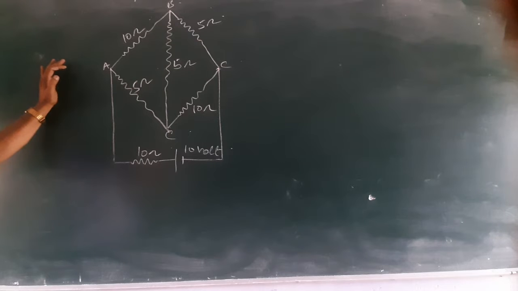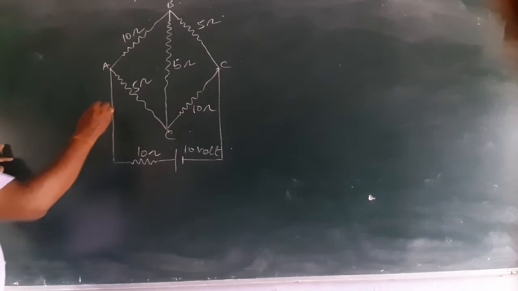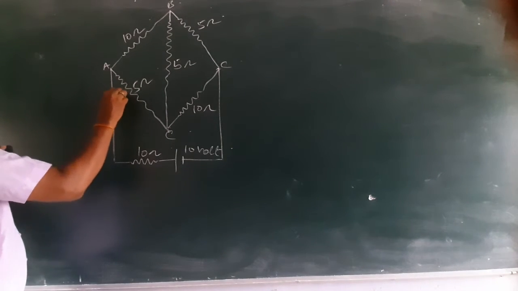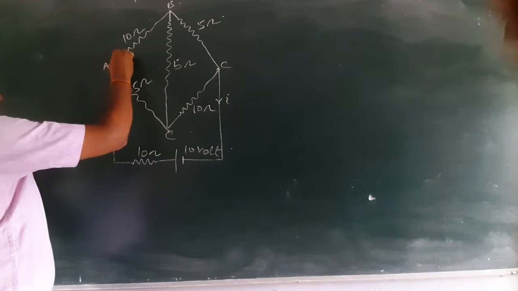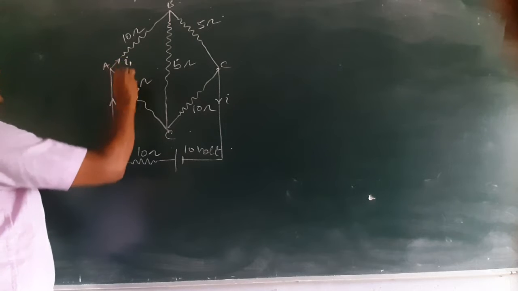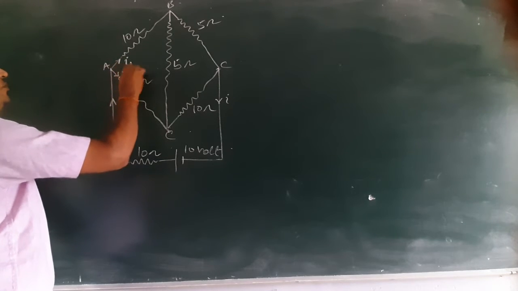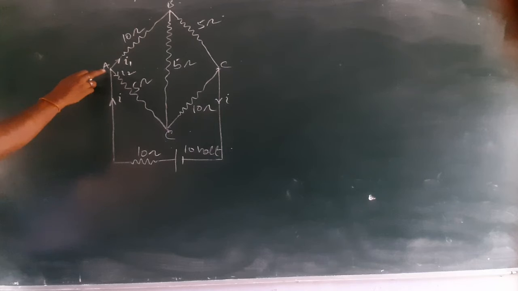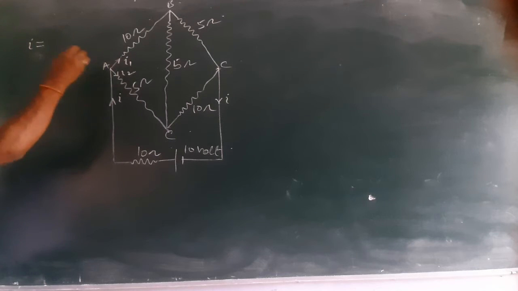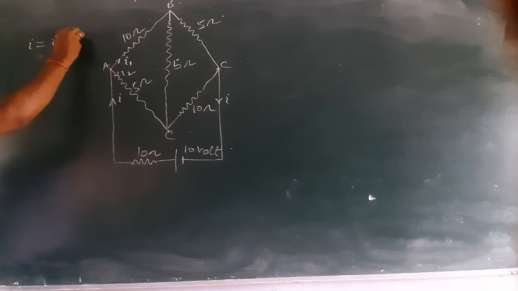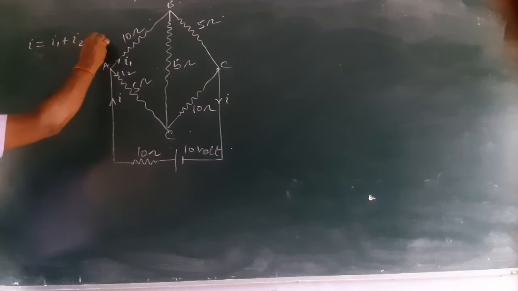So, in order to solve this problem, I am assuming I is the main current flowing in this circuit. Here it gets split into two components, I1 and I2. Using Kirchhoff's law at point A, we may write incoming current is I and outgoing current is I1 plus I2. This is equation number first.